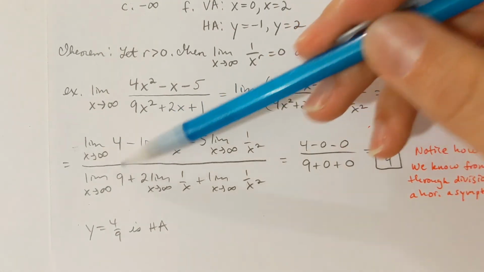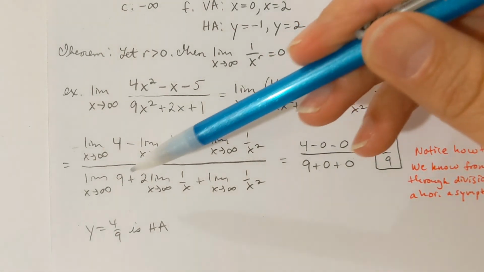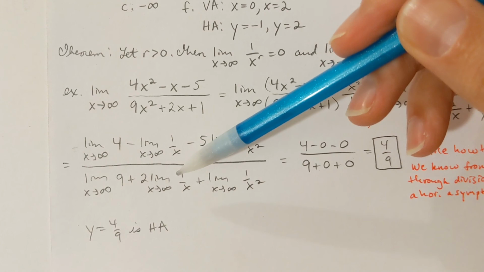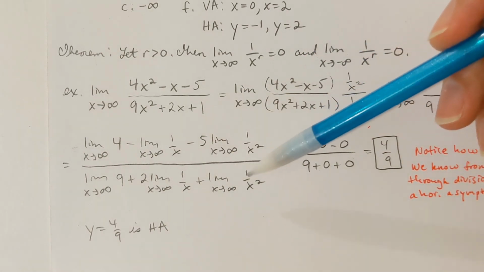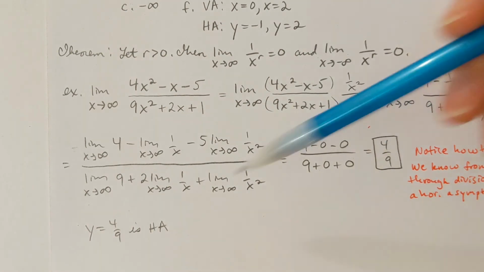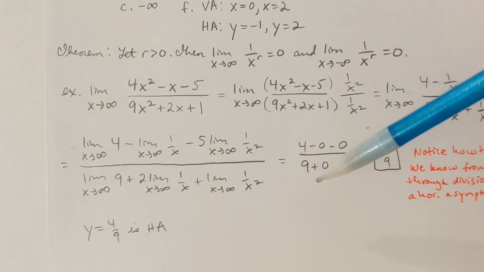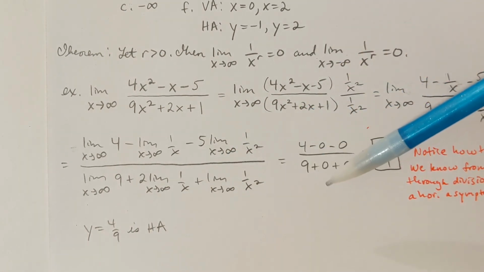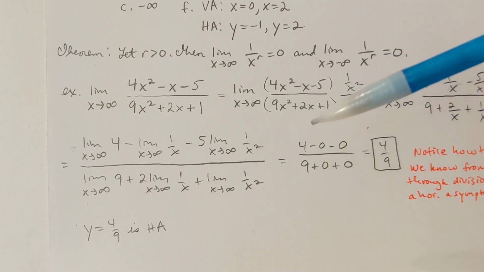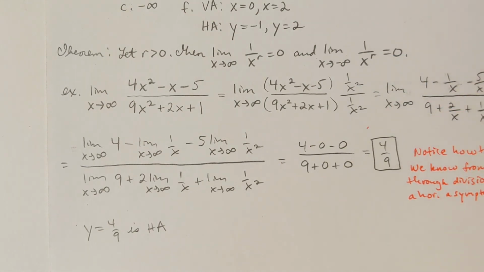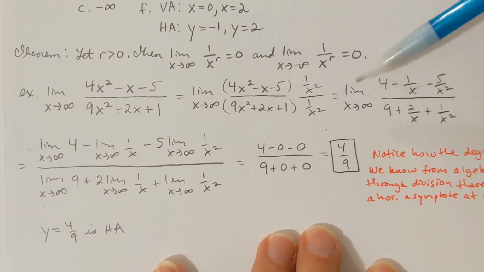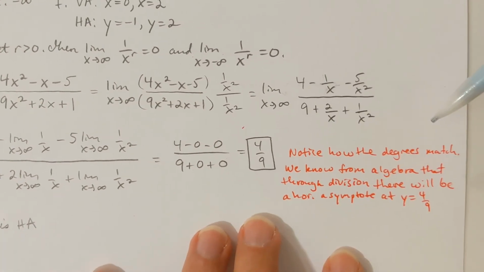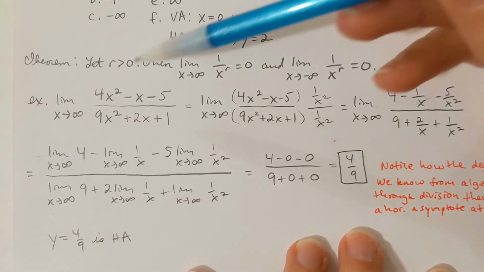Divided by the limit of a constant, which is always the constant, so you have 9 plus 2 times the limit as x approaches infinity of 1 over x, that would be 0, plus the limit as x approaches infinity of 1 over x squared, that's 0. Again, the denominator is going to be growing without a bound as the numerator just sits at 1, so these fractions are going to be very minuscule numbers getting closer and closer to 0. 4/9 is the answer.